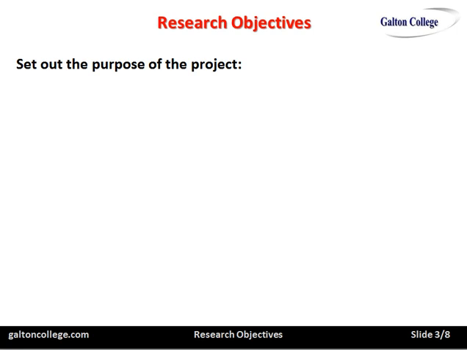So research objectives. Well, first of all, set out the purpose of the project. What is the purpose of the project? Set that out. This helps with the decision-making process. If we know what the purpose of the project is, then the decision-making process follows on from that. If we haven't got a clear statement of the purpose of the project, then we can't have a clear set of rules for decision-making. We can't set out the decision-making process clearly because we don't know where we're going.